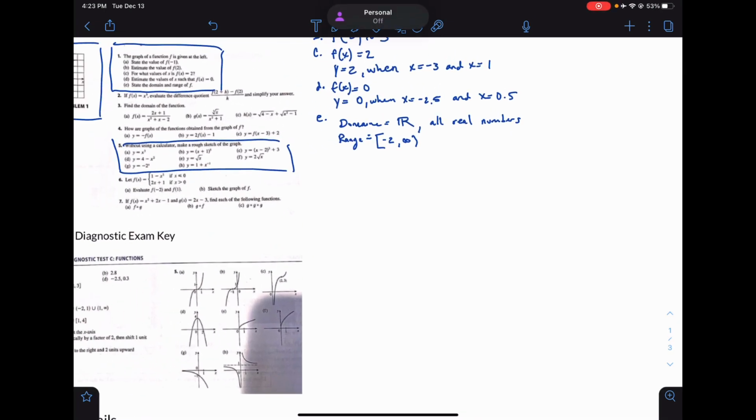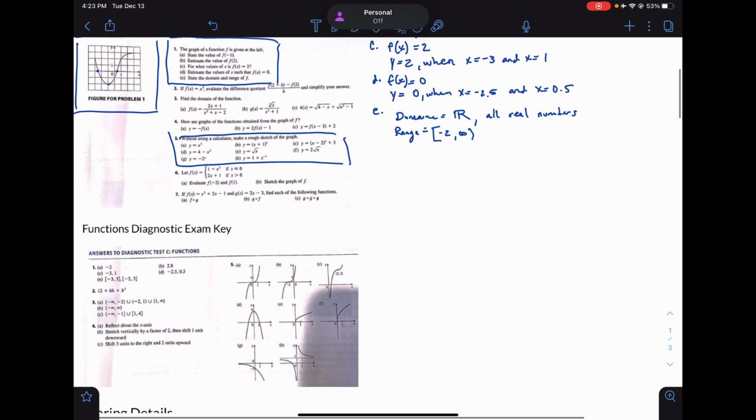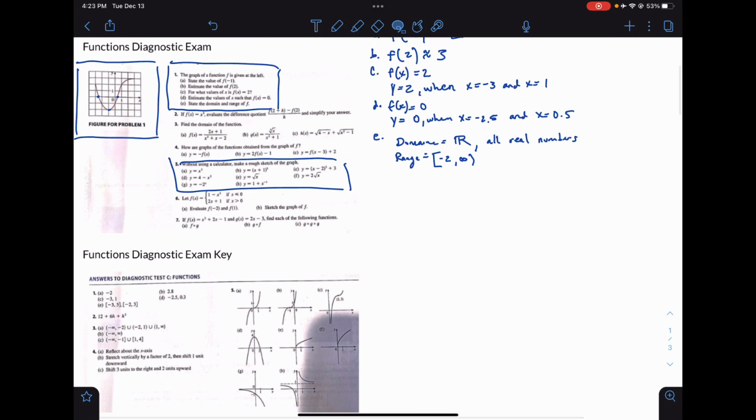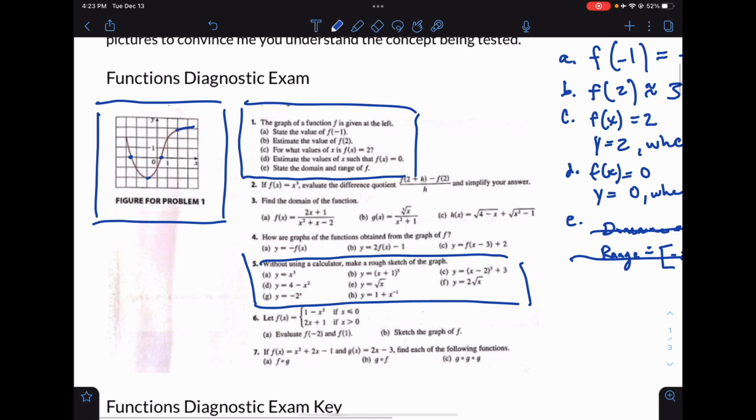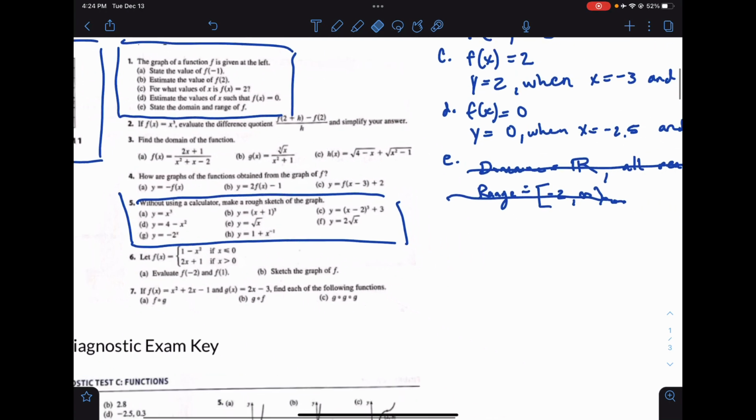Alright, so I just went back and looked at the exam key to double check my answers, and I recognize that this is totally wrong. So I'm going to do it again. I answered that assuming that these graphs were continuous, which is not the case. So let's redo the domain and range.